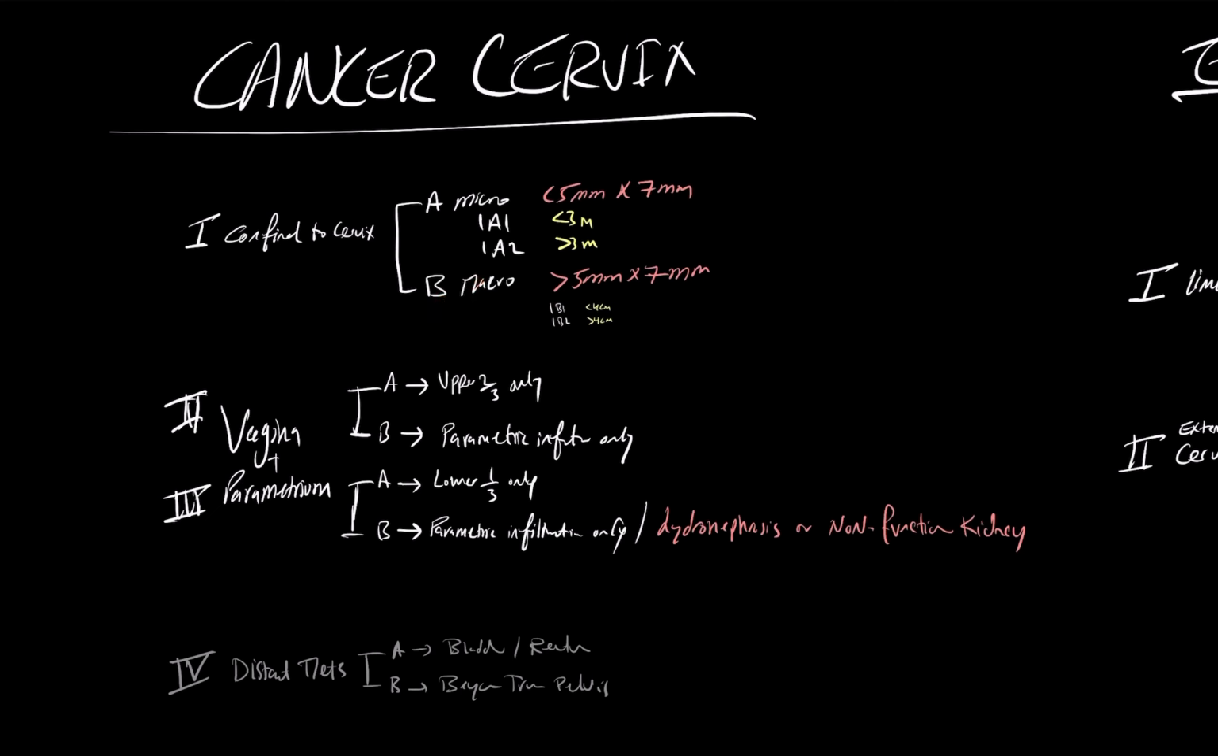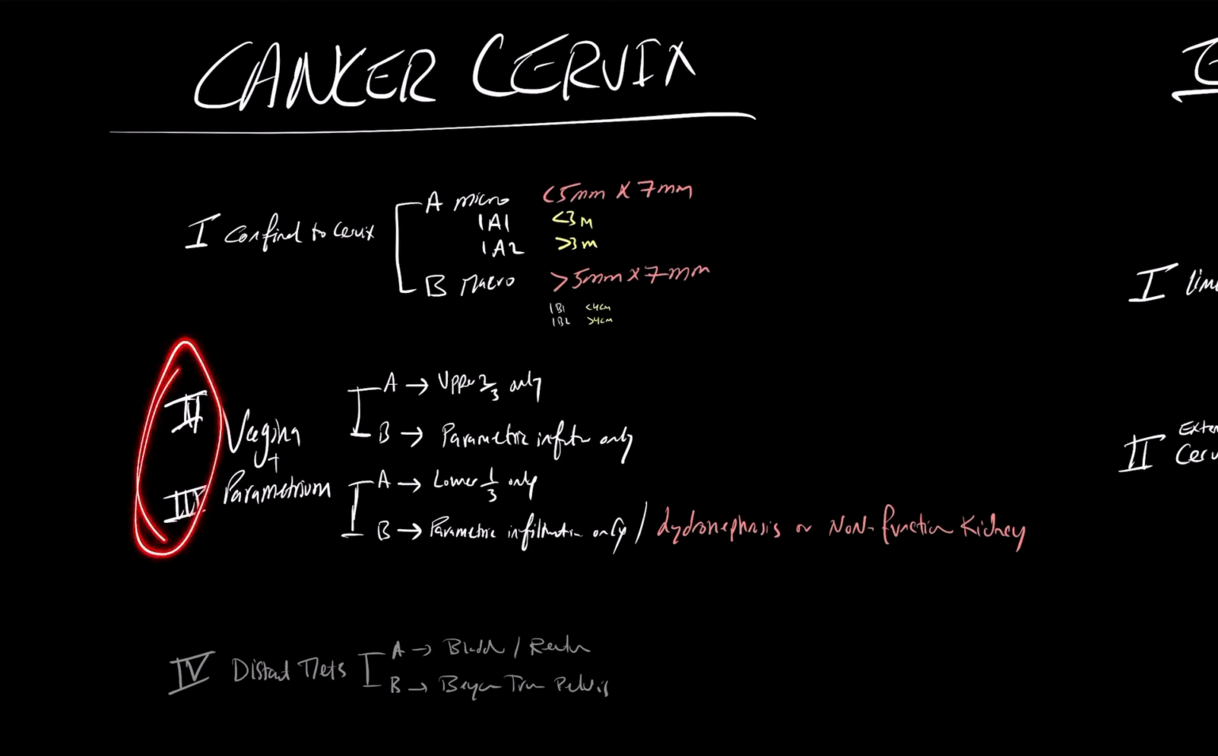And now, the micro invasion, if it's less than 5 millimeters by 7, we are really concerned about the size of that tumor. If it's less than 3 millimeters, we're dealing with stage 1A1. If it's more than 3 millimeters, so if it's from 3 to 5 millimeters, then this is stage 1A2. Regarding stage 1B, the macro invasion, if the tumor is less than 4 centimeters, then this is 1B1. If it's more than 4 centimeters, then we're dealing with 1B2.